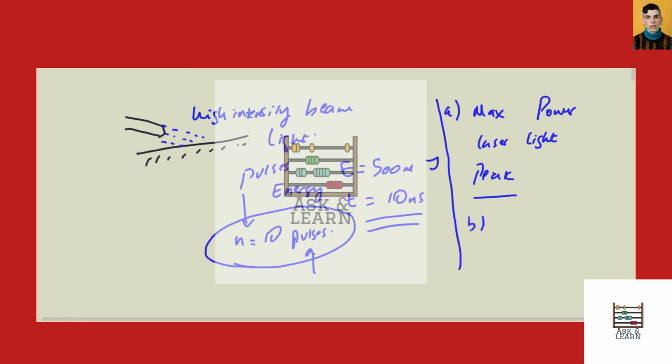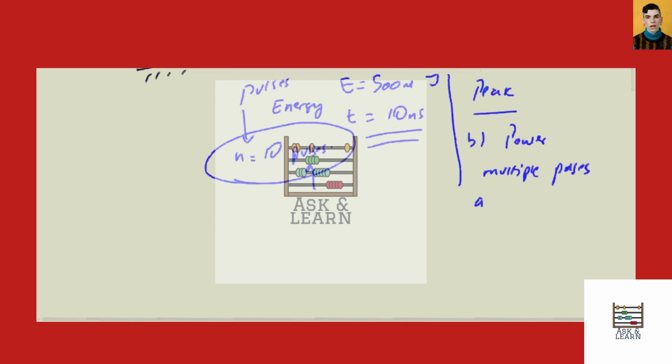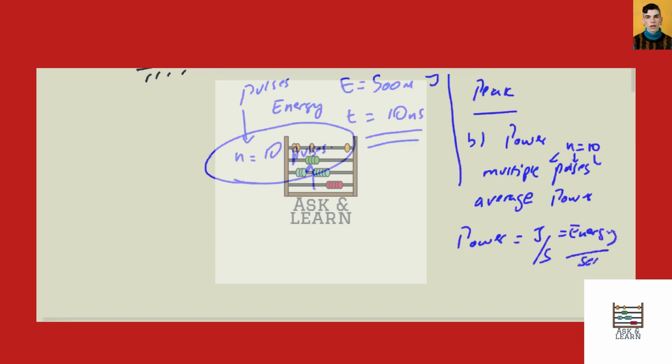And then the second part of the problem, we're still looking at the power output. Remember, you have multiple pulses, and out of these pulses, we want to get the average. So you want to get the average power, because you're getting 10 pulses, and you can average them out. So we want to get the average power that these pulses are producing. Remember, power is defined in joules per second, or the energy per unit second.